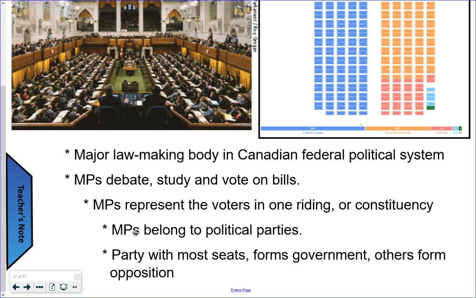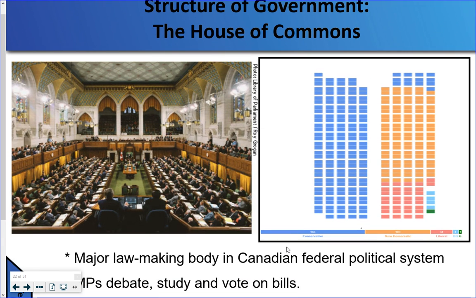All MPs, unless they've been kicked out of their parties, belong to political parties. Sometimes MPs can serve as independents, but it's very difficult to get elected as an independent because you do not have the support of a party behind you, their funding, their name, their recognition, etc. The party with the most seats forms the government. Others form opposition.